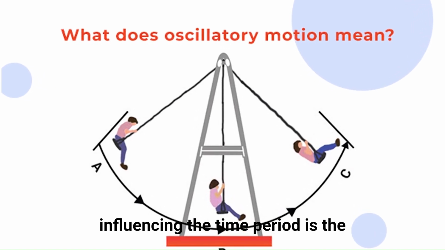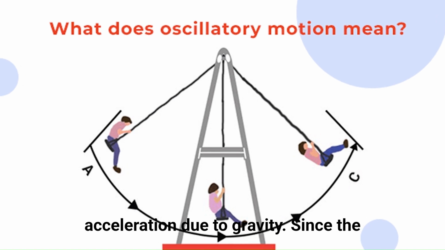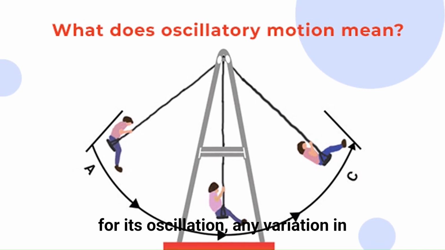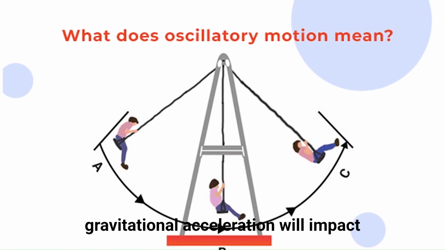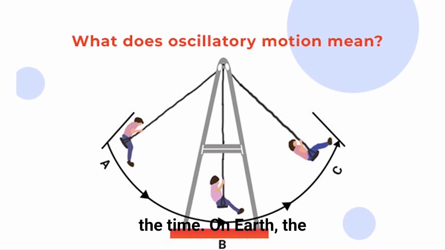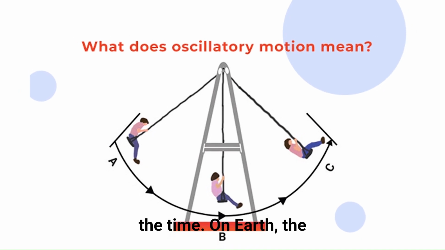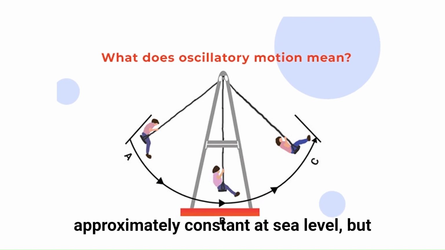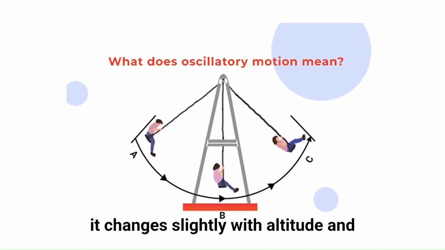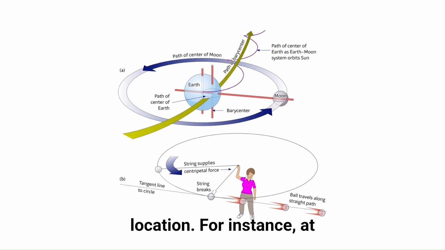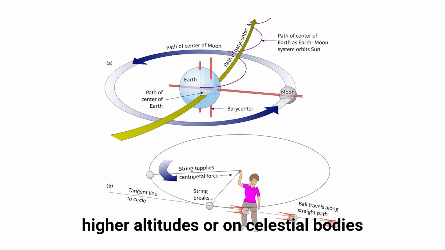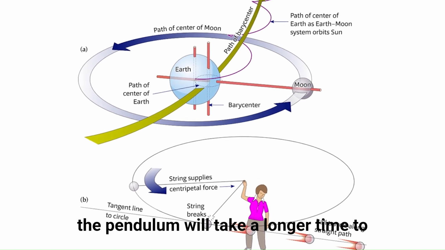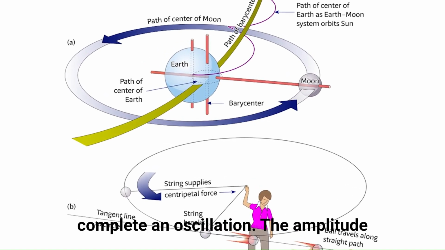Another crucial factor influencing the time period is the acceleration due to gravity. Since the pendulum relies on gravitational force for its oscillation, any variation in gravitational acceleration will impact the time period. On Earth, the value of gravitational acceleration is approximately constant at sea level, but it changes slightly with altitude and location. For instance, at higher altitudes or on celestial bodies like the Moon, where gravity is weaker, the pendulum will take a longer time to complete an oscillation.